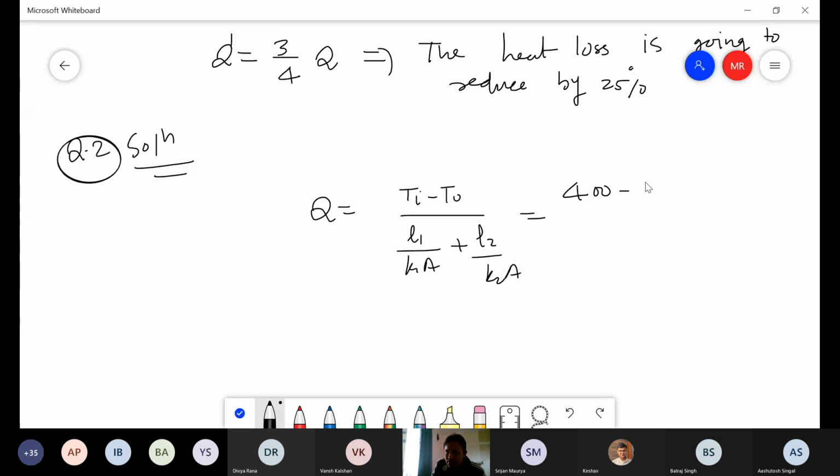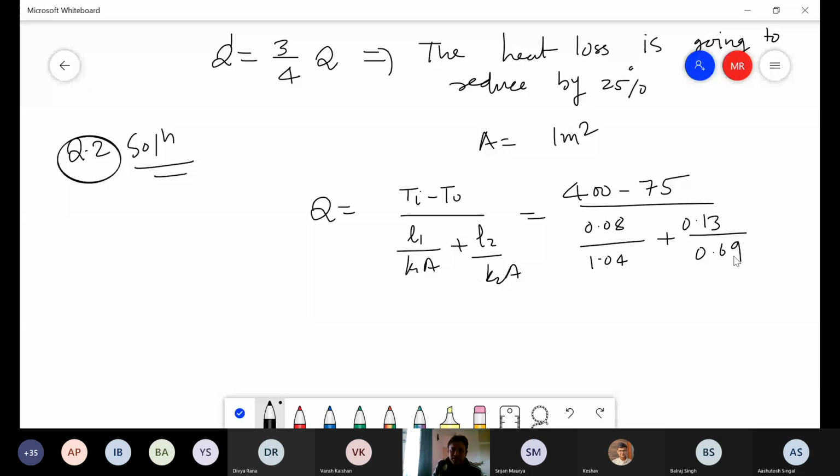So we can simplify this as 75 divided by L1, which is 0.08, divided by K1, which is 1.04, and the area we are assuming as 1 meter square, so that becomes 1. The thickness of the ordinary brick is 13 centimeters, so this is 0.13 divided by thermal conductivity 0.69. By doing this calculation, calculate the Q. What is the value of Q?